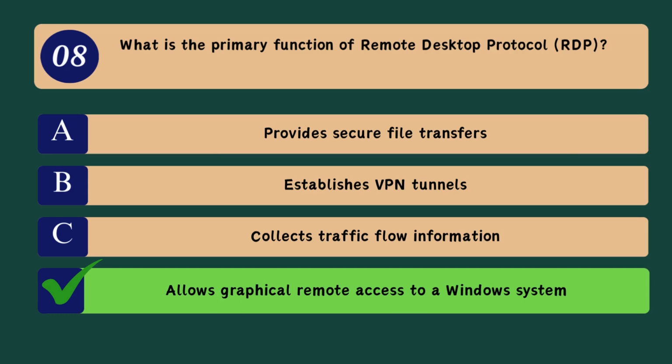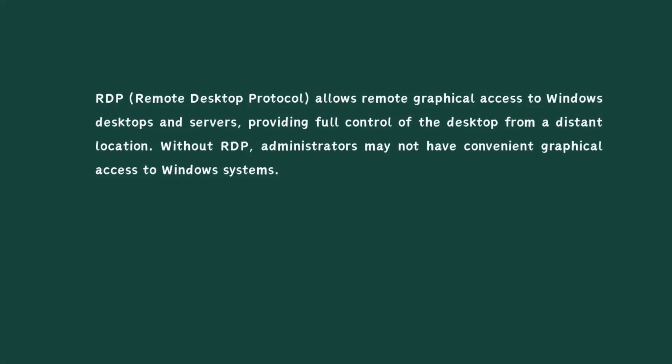Correct answer. D. Allows graphical remote access to a Windows system. RDP, Remote Desktop Protocol, allows remote graphical access to Windows desktops and servers, providing full control of the desktop from a distant location. Without RDP, administrators may not have convenient graphical access to Windows systems.